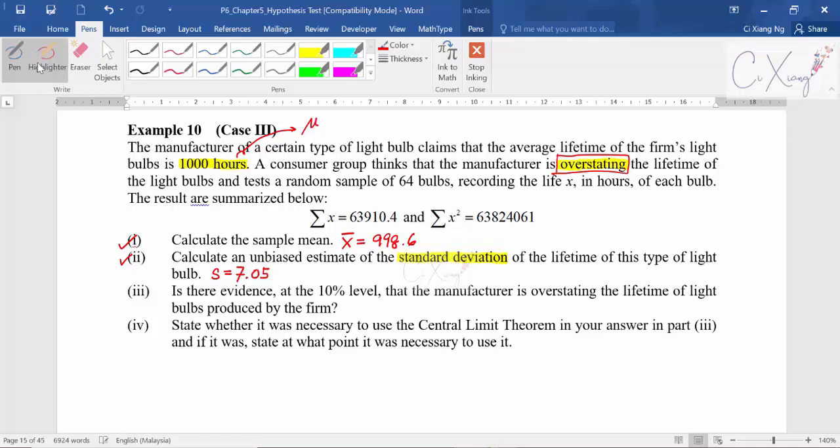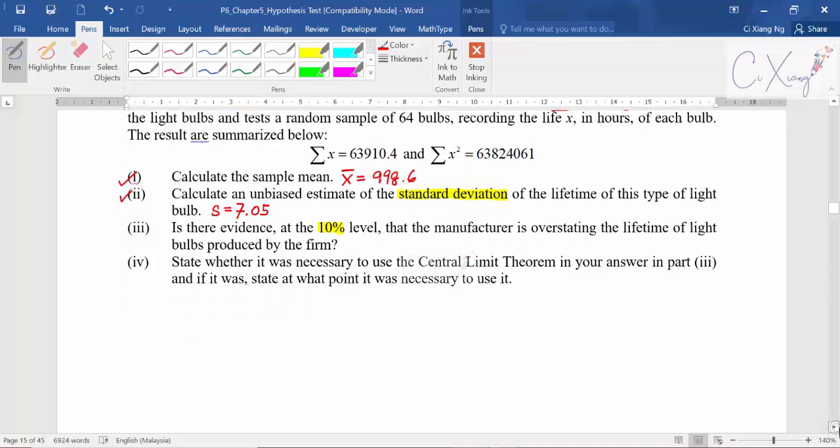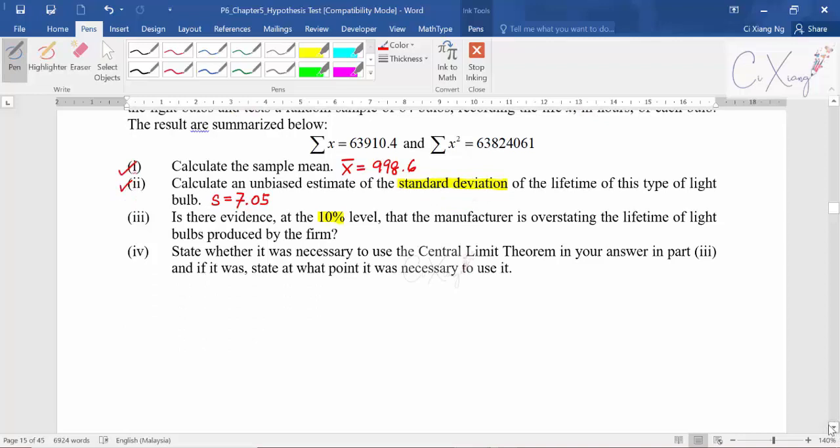Then after that: is there evidence at the 10% level that the manufacturer is overstating the lifetime of light bulbs produced by the firm? Now you want to carry out the test, so we can start writing out all the steps here. Just now in part number 2, you already calculated the unbiased estimate of standard deviation, which means this is case number 3. That means originally the population variance is unknown.